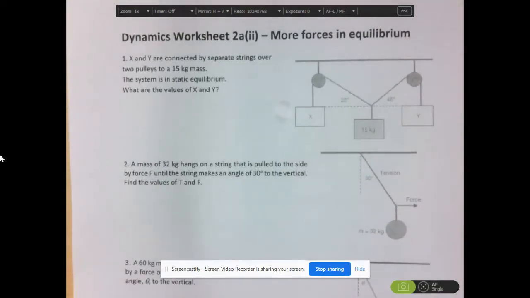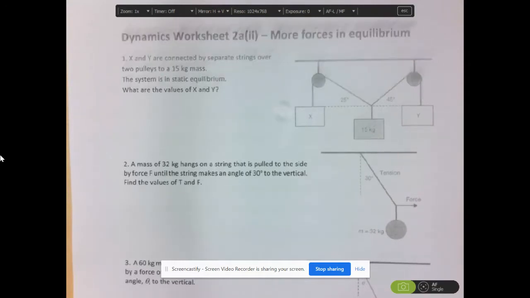The situation here is we have a series of 2 pulleys which are attached to a 15 kilogram mass down here, and we have 2 masses, X and Y, that have been attached to them, and as a result, the angle here is made 25 and over here is made 45. The entire system becomes static, so we're in static equilibrium. And we're asked to find out what are the masses of X and Y.